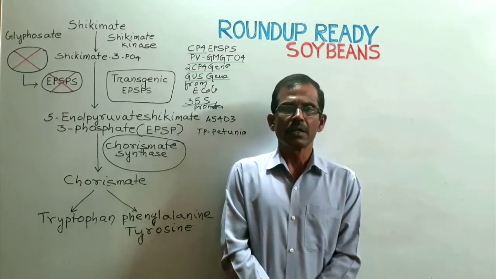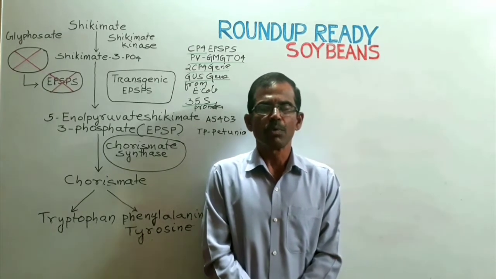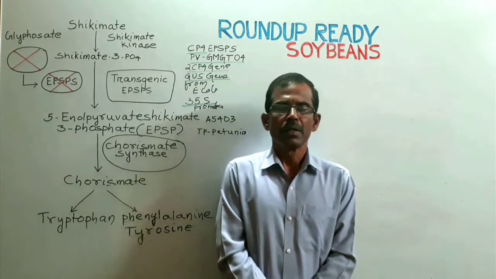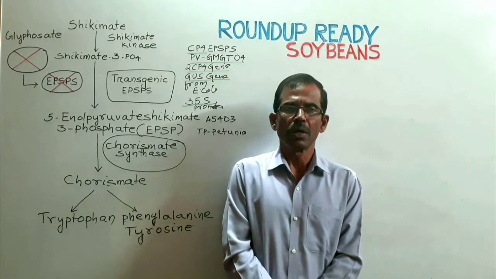And the most attractive herbicide for agricultural production should be somewhat selective. That means it should not kill the crop plants. It should kill only the weeds.